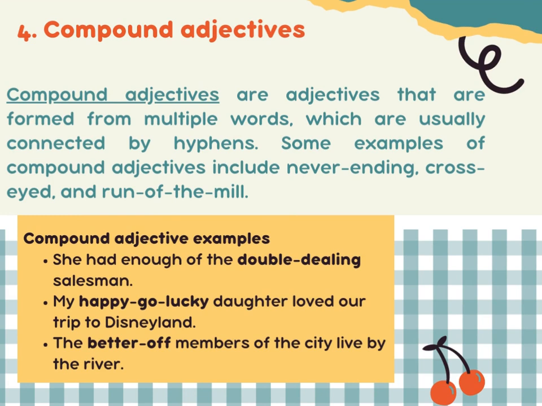Number 4. Compound adjectives. Compound adjectives are adjectives that are formed from multiple words, which are usually connected by hyphens. Some examples of compound adjectives include never-ending, cross-eyed, and run-of-the-mill. Take a look at these examples. She had enough of the double-dealing salesman. My happy-go-lucky daughter loved our trip to Disneyland. The better-off members of the city live by the river.